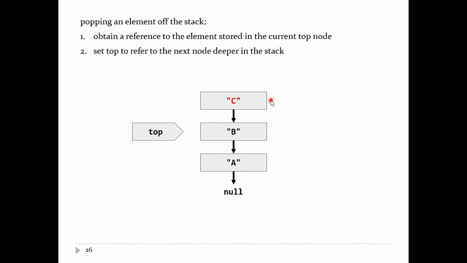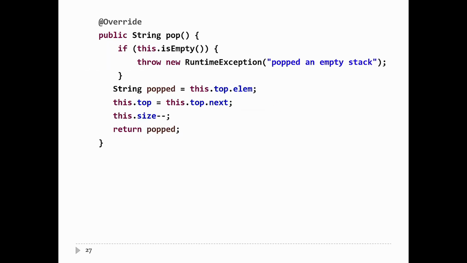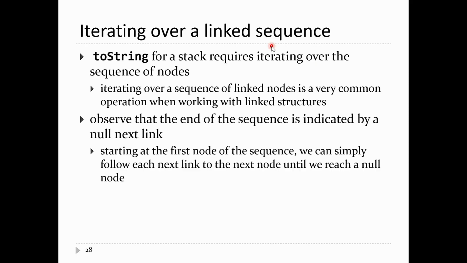If you get a reference to the top node, though, it is possible to get to every other element that's in the stack. The way you do that is you start at a node and you iterate over the nodes, so you follow the links until you get to the node that you're interested in. Whenever you're working with these linked structures, iterating over the sequence of nodes turns out to be a very common operation. You know that you're done iterating over the nodes when you find a node whose next link is null. Remember, that's how we indicate the end of the sequence.